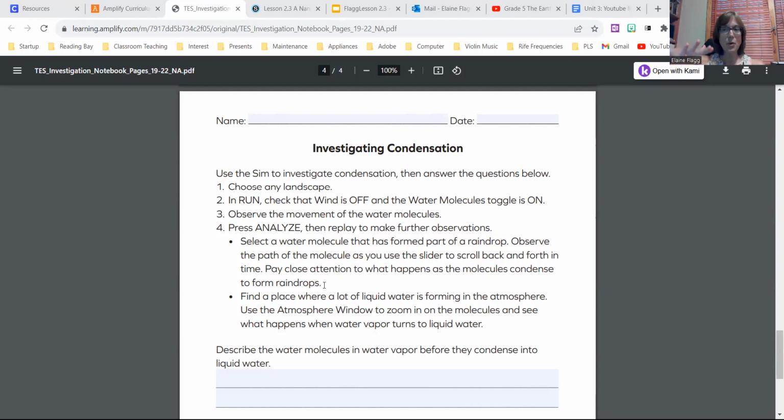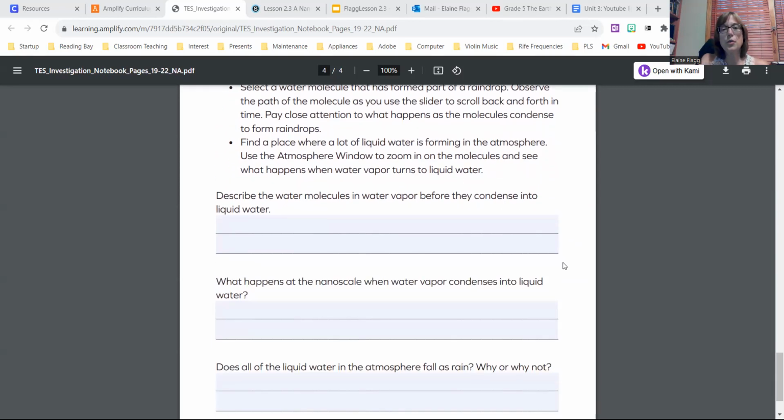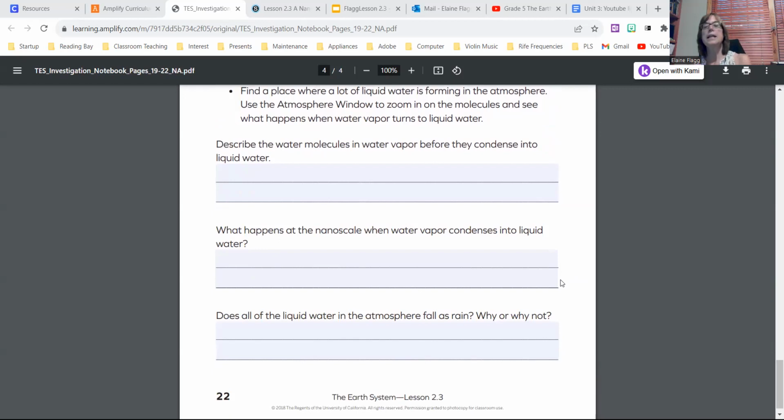Now remember, I'm just going over these so you can come back and look at the directions. Make sure you go in order. And then find a place where a lot of liquid water is forming in the atmosphere. Use the atmosphere window to zoom in on the molecules and see what happens when water vapor turns to liquid water. So these are the questions you're going to answer here.